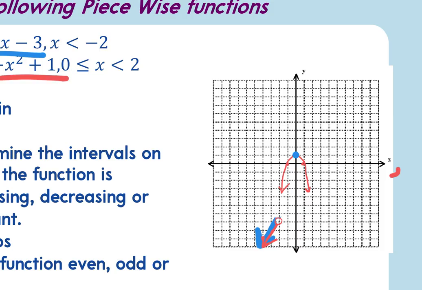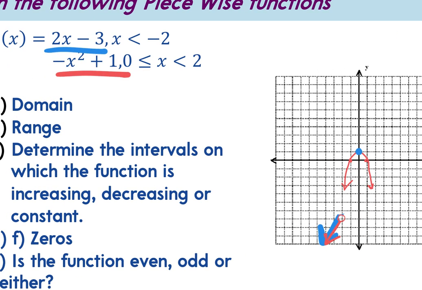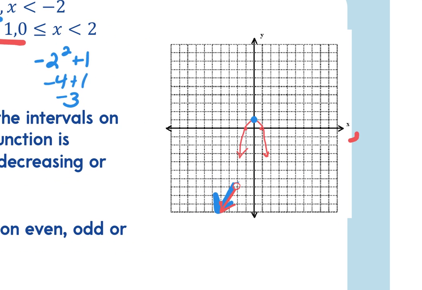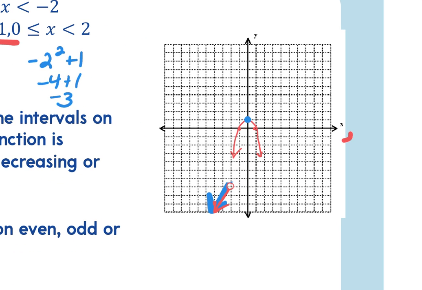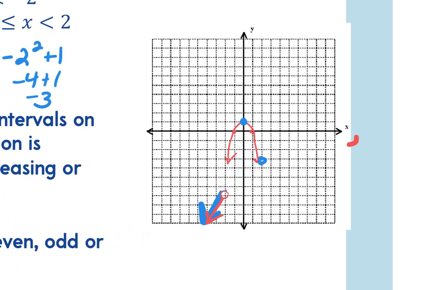I didn't have an exact plot for 2, so I'm going to plug it in. It'd be negative 2 squared plus 1. That negative is not in the parentheses, right? So what is negative 2 squared if the negative's not in the parentheses with the 2? Negative 4. Don't let that get you. Oh, which would be negative 3. So then 2, negative 3 is where I'm going to stop this graph, and it's going to be an open dot because it's not or equal to.